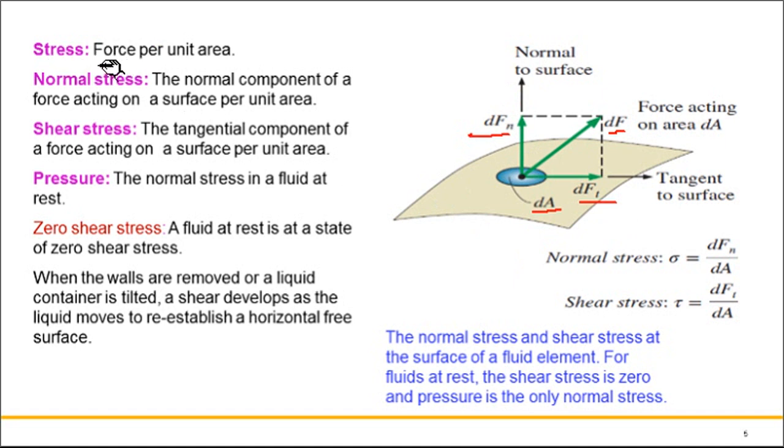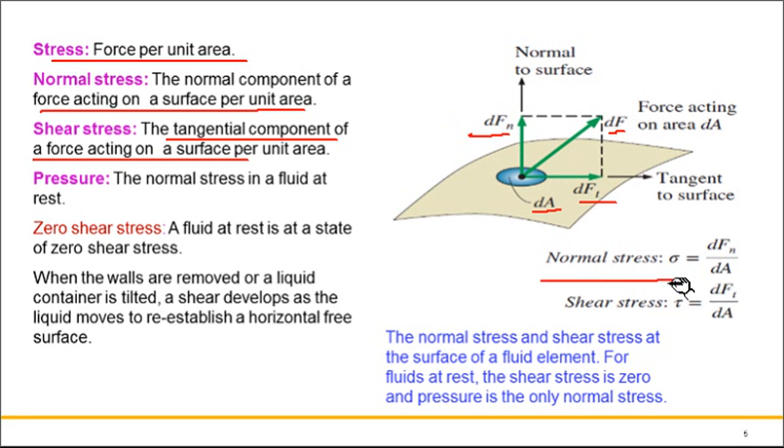What is stress? Stress is nothing but force per unit area. What is normal stress? It is the normal component of a force acting on a surface per unit area. What is the shear stress? It is the tangential component of force acting on a surface per unit area, right? Here you can see both of these forces and the formulae: normal stress, shear stress.